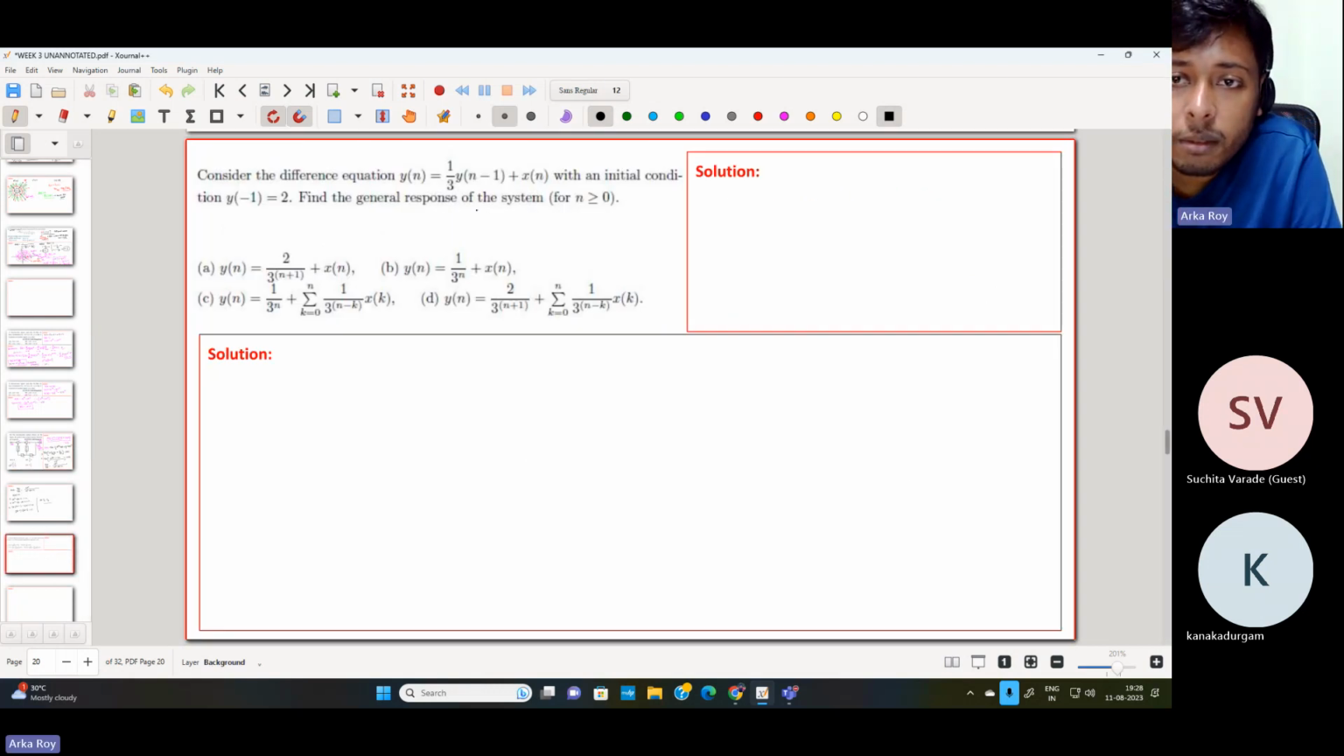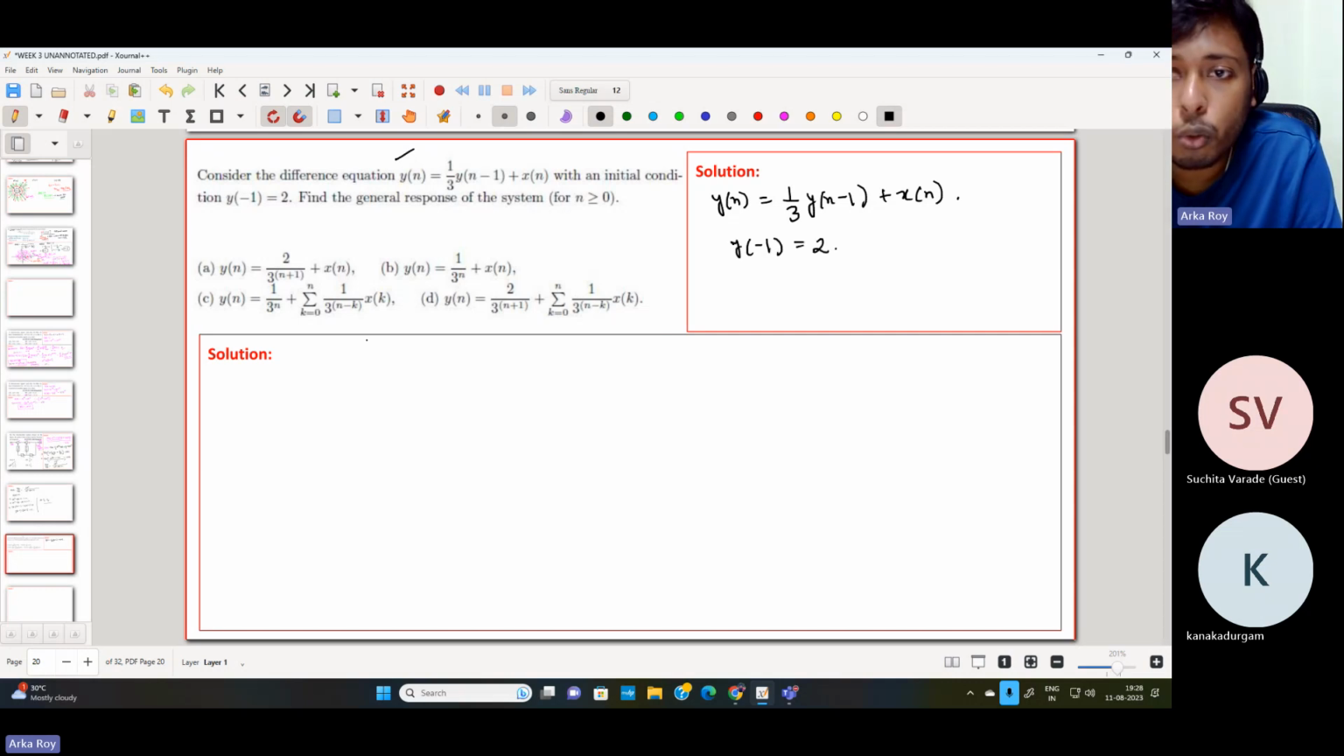So the next question states that there is a difference equation. The difference equation is given as y[n] equals 1/3 y[n minus 1] plus x[n], with an initial condition given as y[minus 1] equals 2. Find the general response. So we need to find y[n] as the general response for n greater than or equal to 0.